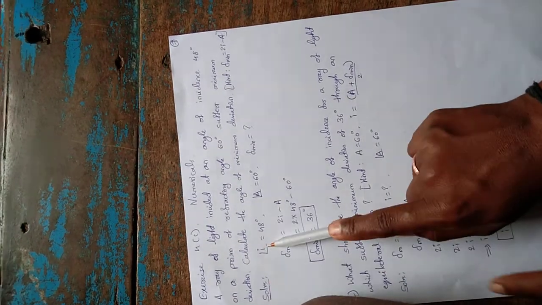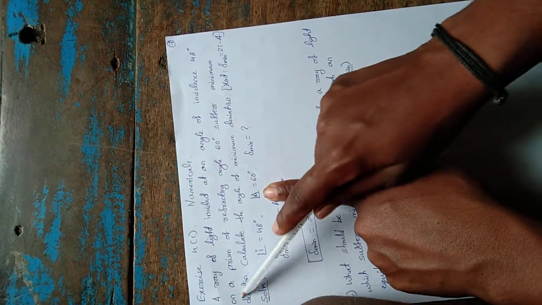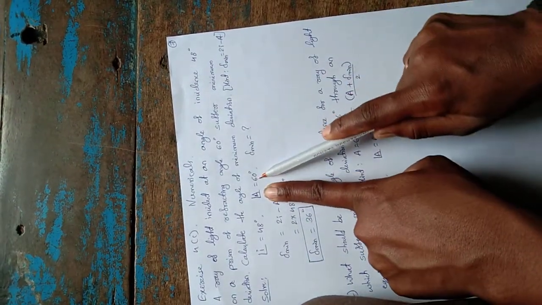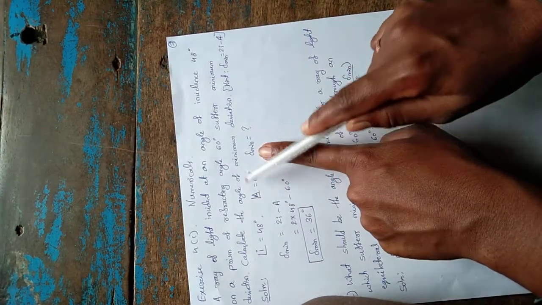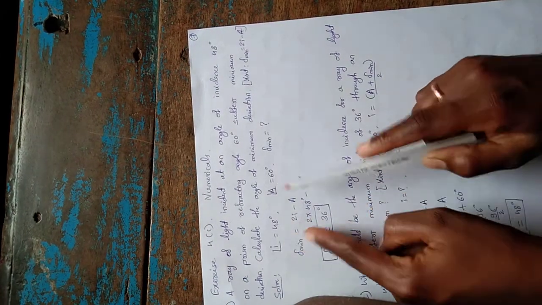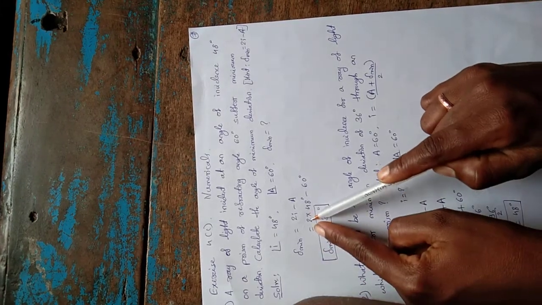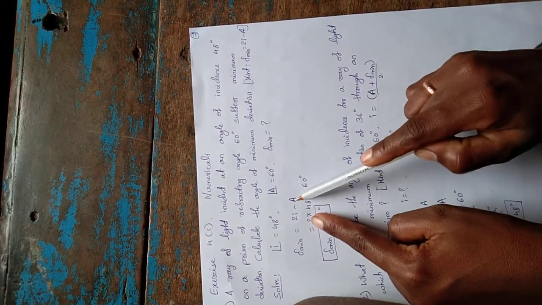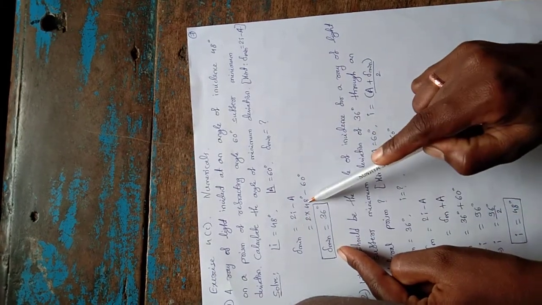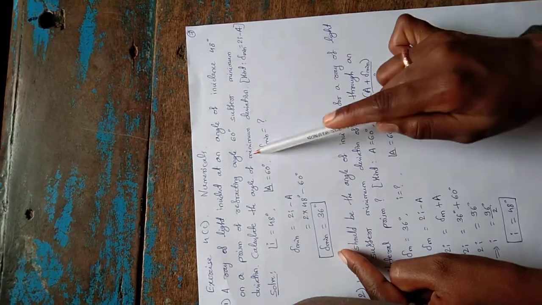Solution. Angle of incidence I is equal to 48 degree, and prism refracting angle A is equal to 60 degree. We should calculate the angle of minimum deviation, delta minimum, which is equal to 2I minus A. We put the values of I and A and find the angle of deviation. 2 into 48 minus 60. After calculating, you will get 36. That is the angle of minimum deviation.